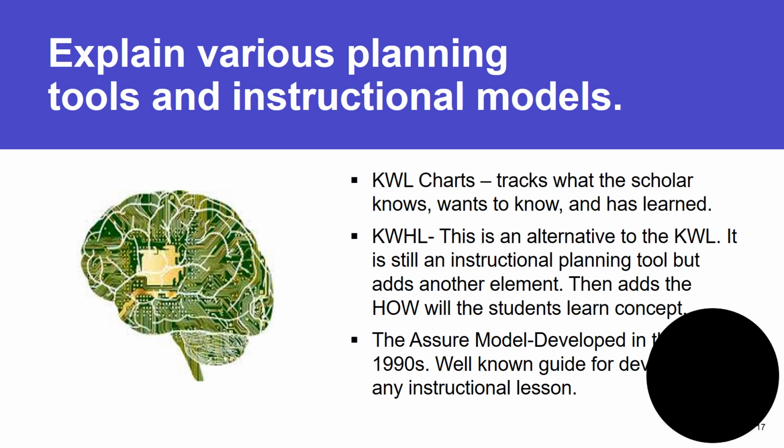There are three types of instructional models that are very important to the educational system. KWL charts track what the scholar knows, what he wants to know, and what he has learned. KWHL charts are an alternative to the KWL charts. It is still an instructional planning tool, but it adds a whole other level to its measurement of learning by adding the concept of how students learn. The ASSURE model was developed in the 1990s, and it is a well-known guide used to deepen any instructional lesson.